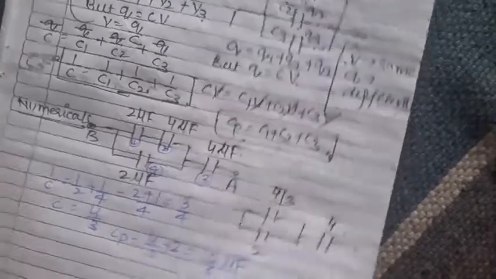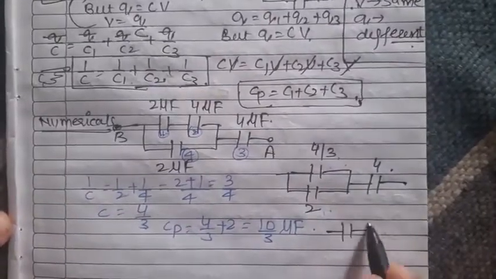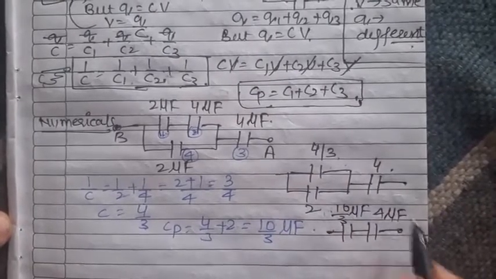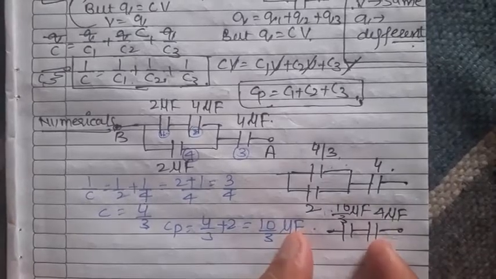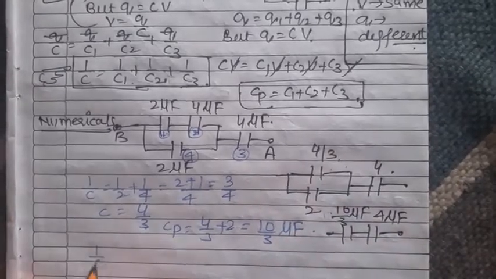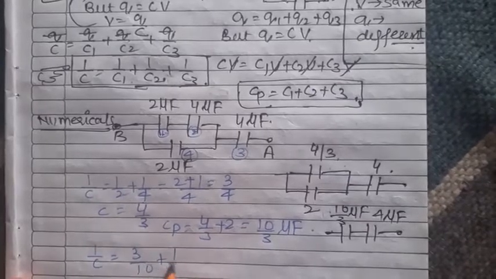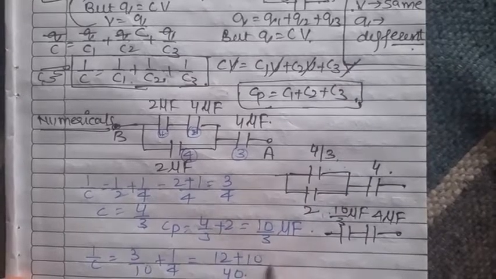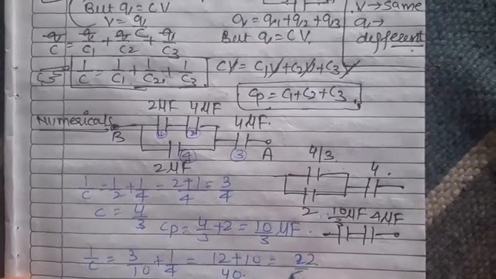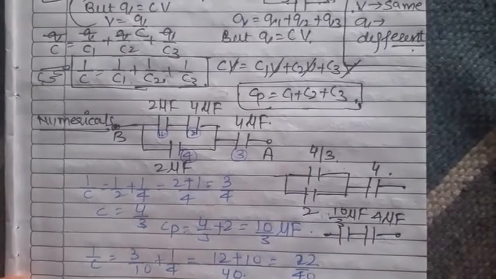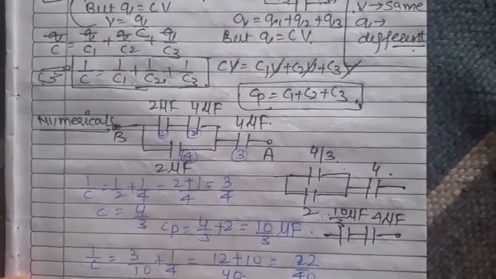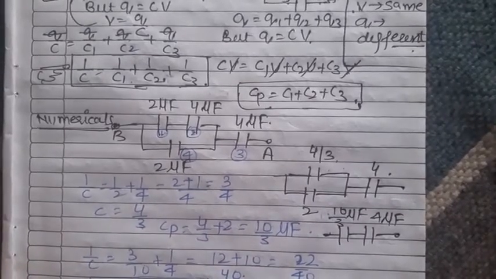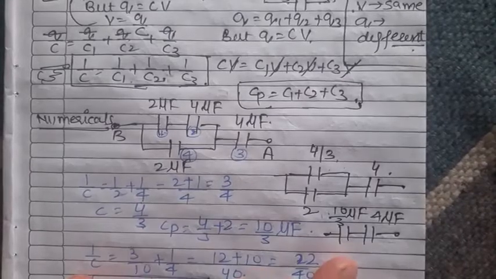Now this further reduces to 10 by 3 and 4. You can see these two are connected in series. So the final result will be 1 by C equal to 3 by 10 plus 1 by 4. If you take the LCM, it is 40, so it will be 12 plus 10, which is 22 by 40. If you take the reciprocal, the answer will be 40 by 22. So this is the way you will solve a number of numericals as given.